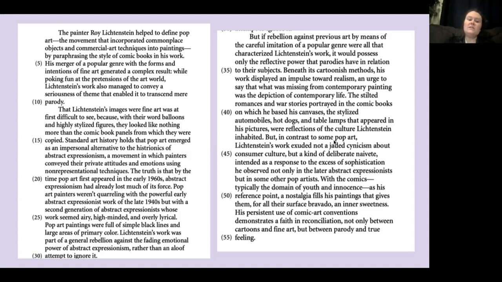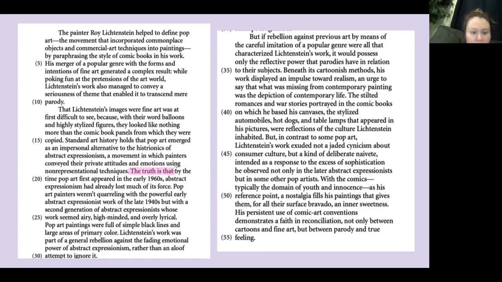So we used to say that it just came from people trying to share their private attitudes and emotions using things that just don't represent actual objects. The truth is that by the time pop art first appeared in the early 1960s, so I really am paying attention to these words here, is it saying the truth is. So I really feel like our author's opinion is coming in here. Abstract expressionism had already lost much of its force.